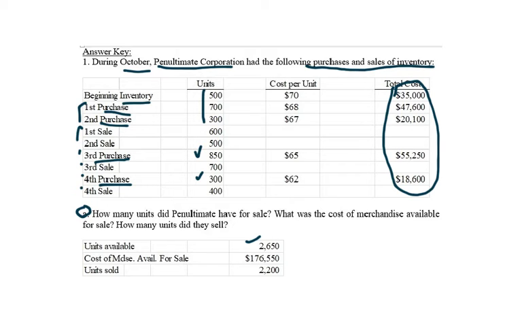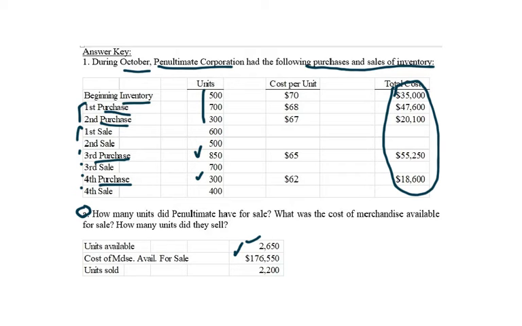If you total all that, you'll get the cost of goods available for sale, or merchandise available for sale, same thing. You'll get 176,550. Again, what is the practical reason for understanding that number? That's your upper limit for cost of goods sold. It can't be any higher than that. If you sold all 2,650 units, that would equal your cost of goods sold, so you'd be done.